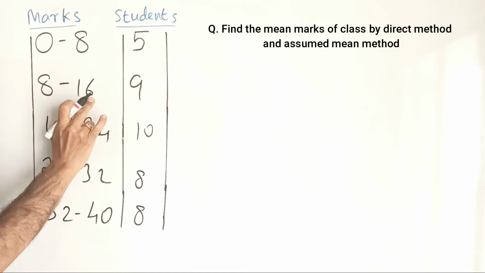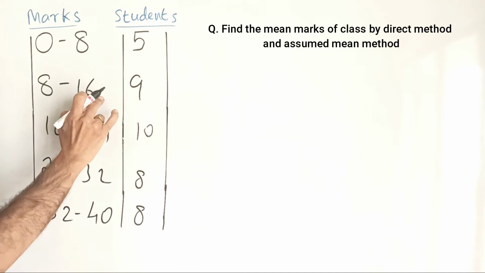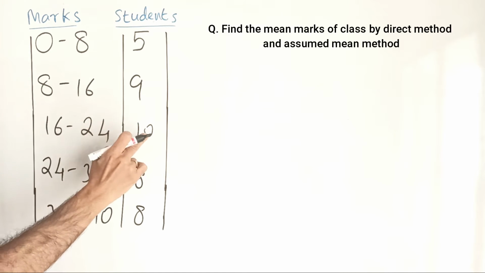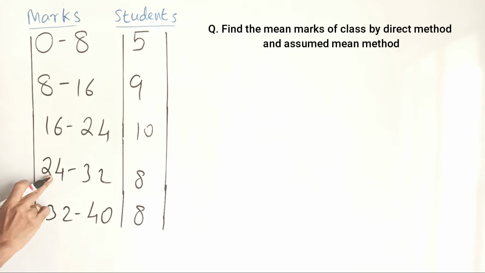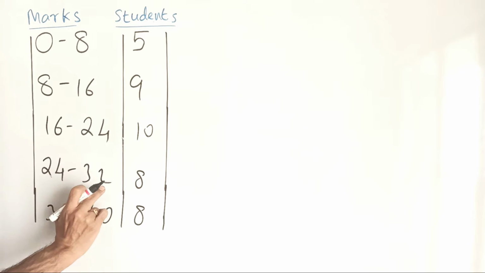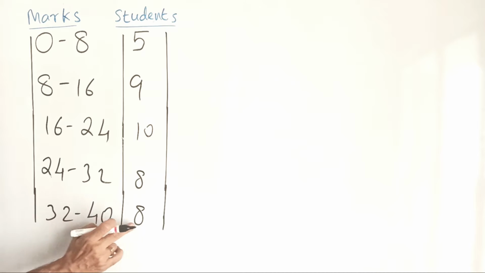8 to 16 means 8, 9, 10 up to 15 marks obtained by 9 students, but 16 will come in the next data. 16 to 23 got by 10 students, then 24 to 32 by 8 students, meaning 24 to 31 got by 8 students, but after 31, 32 to 40 by 8 students again. So let us solve for the mean.